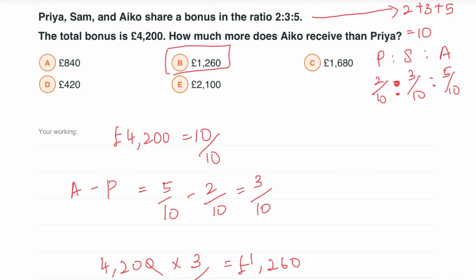If that's your answer, you're not getting the complete answer. You're getting the total share Aiko gets. You need to go a step further and get the difference between Aiko and Priya's value. This is the simplest way you can solve this question.